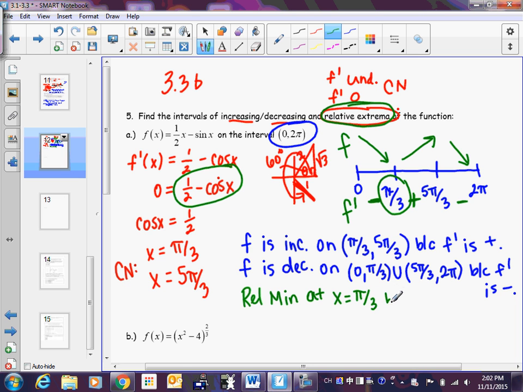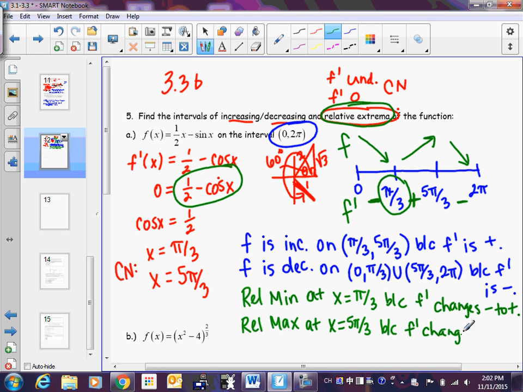And how do we know this? Because f prime changes from negative to positive. You just look at your sign chart to figure those out. It's not something you have to memorize. And then likewise, you have a relative max at x equals 5 pi over 3. I'm going to finish writing this out, and I'm going to let everybody catch their breath.